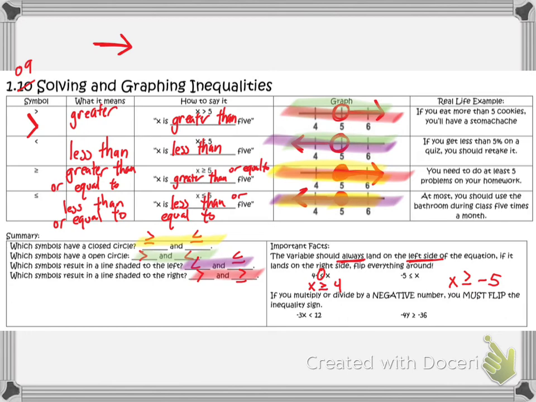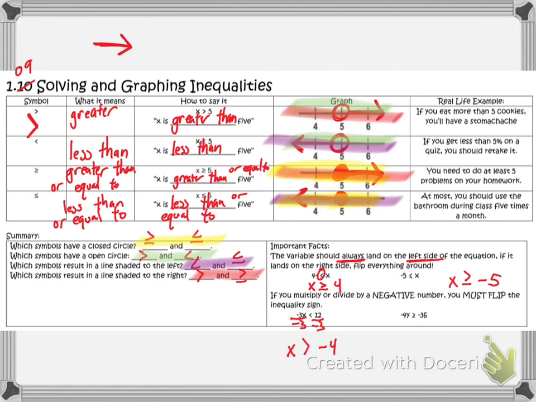Okay, and the only other rule we have for solving and graphing inequalities is when you multiply or divide by a negative, you must flip the entire inequality sign. So here I have -3x is less than 12. When I solve this, I'm going to divide by -3. I'm going to go ahead and have x. 12 divided by -3 is -4. But I should be triggered because I just divided by a negative. That means I have to flip the sign so it looks like this now.